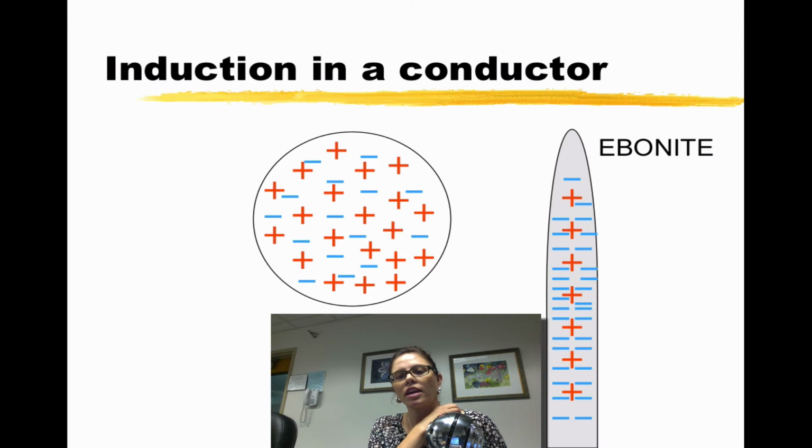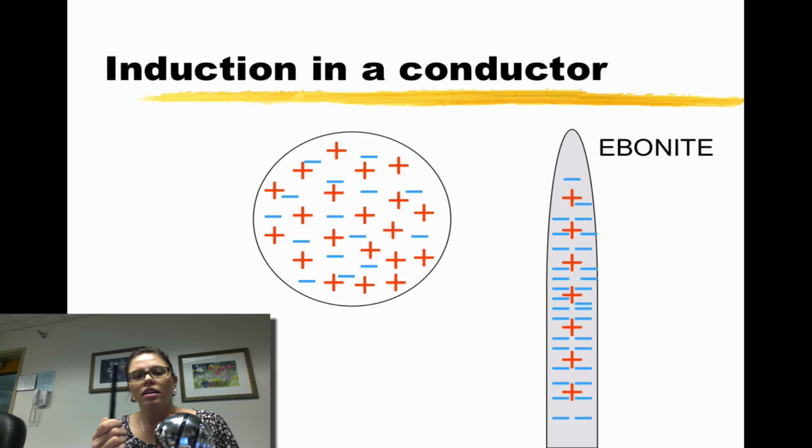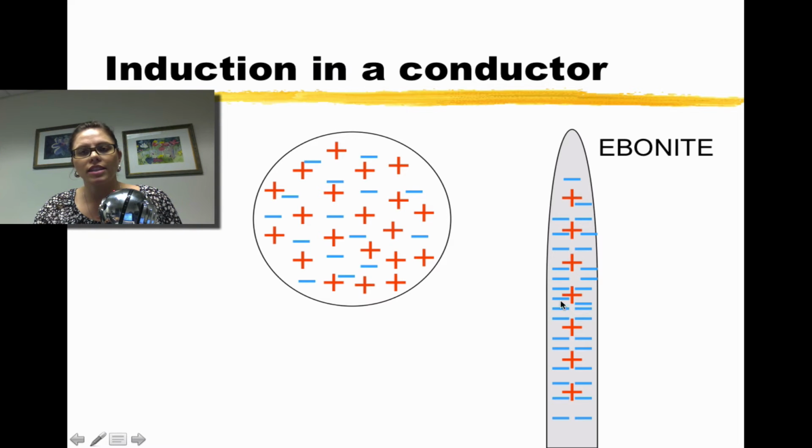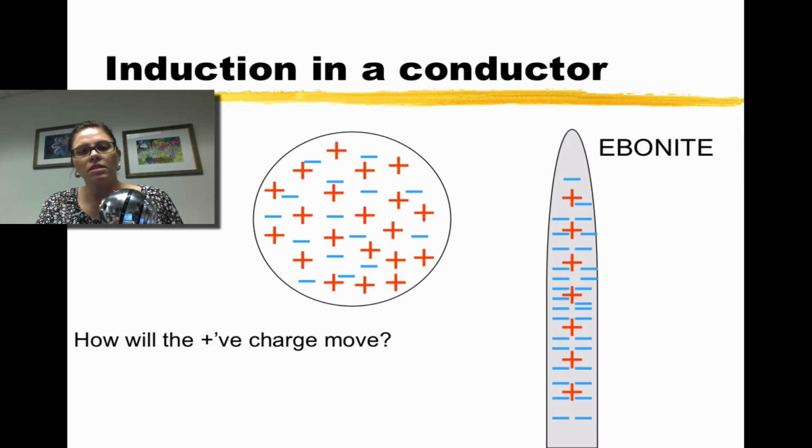Then we bring a charged object, so let's pretend this is the ebonite, close to this ball. Now we'll show you in class how to charge objects, and we'll do that together. We can tell from the picture here that this ebonite is negatively charged because it has much more negative charges on here than the positive charges as indicated. Okay, so when we bring this ebonite closer to this metal ball, how will the positive charges move? Think about it and answer.